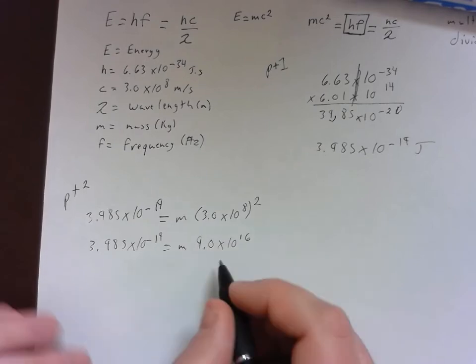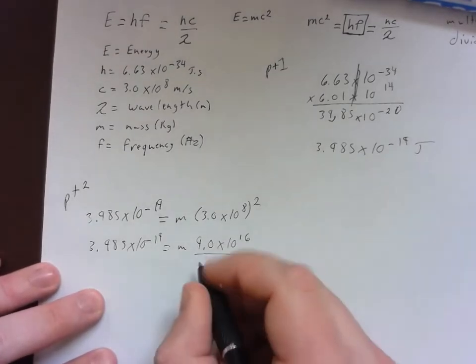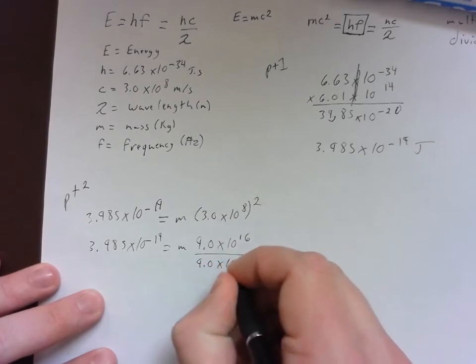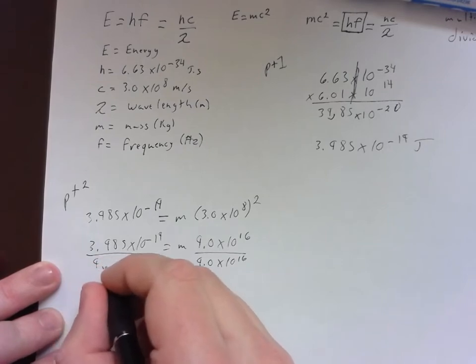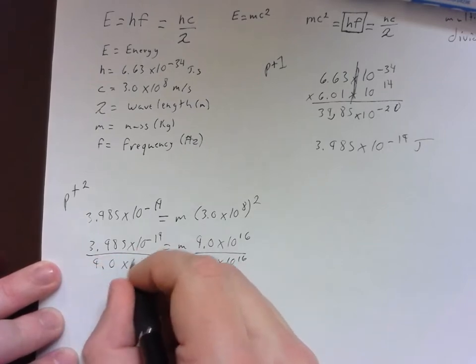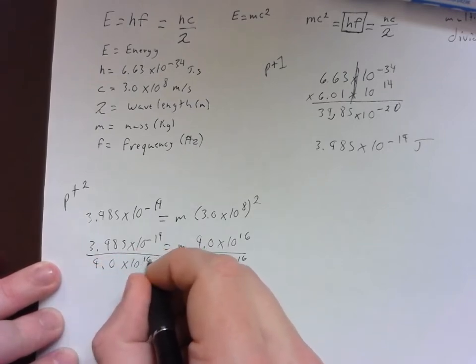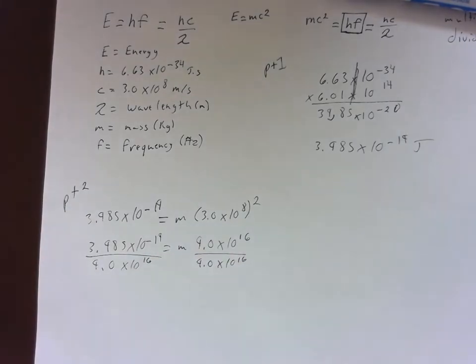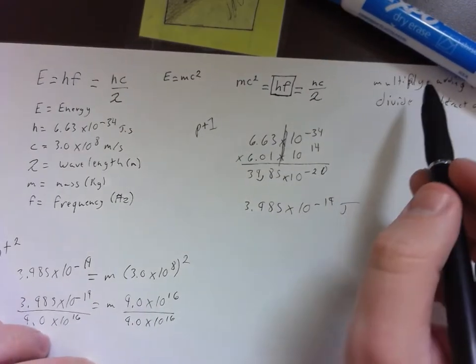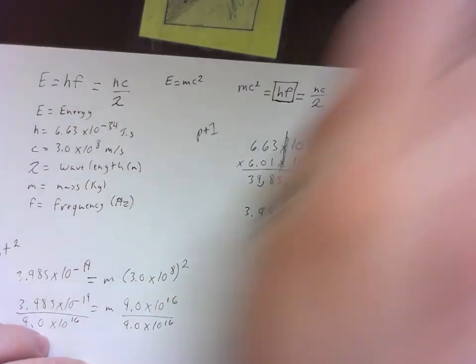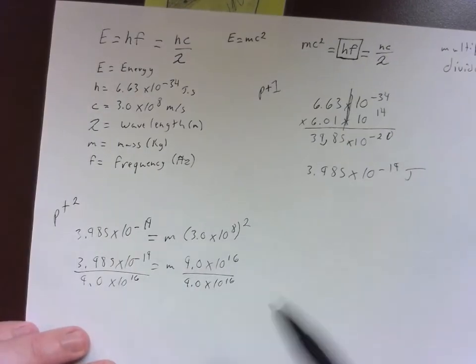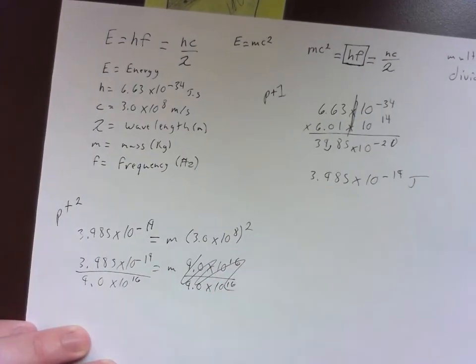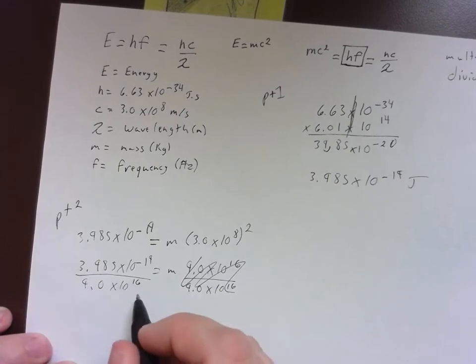Okay, so now I need to get rid of that 9.0 times 10 to the 16th. So I'm going to divide both sides by 9.0 times 10 to the 16th. And remember, what this means is that we are dividing. So if we go back up here, we see that we have to subtract our exponents. So this gets rid of one another. And now I'm just going to do my division problem.